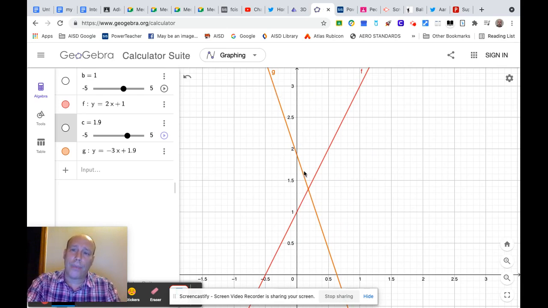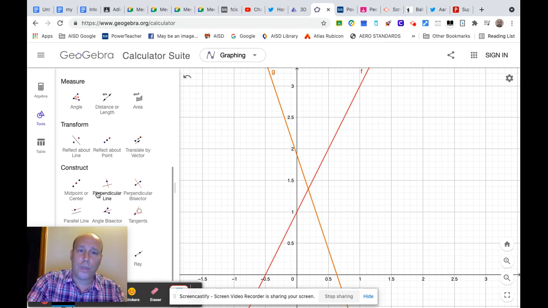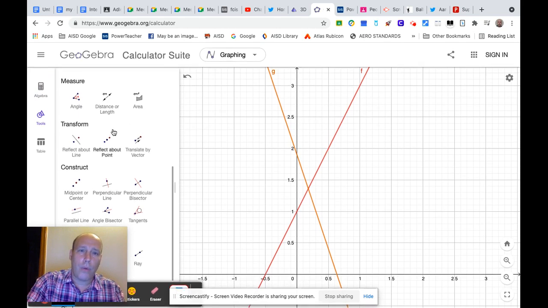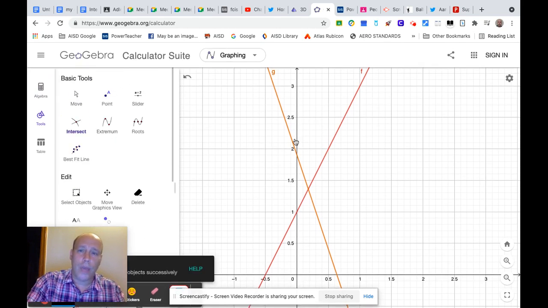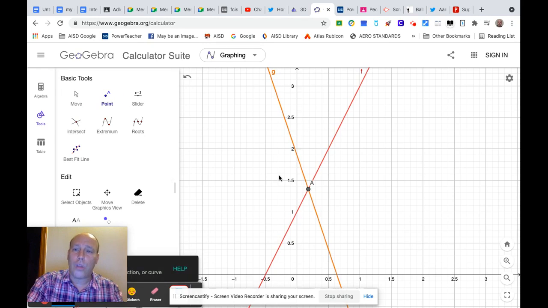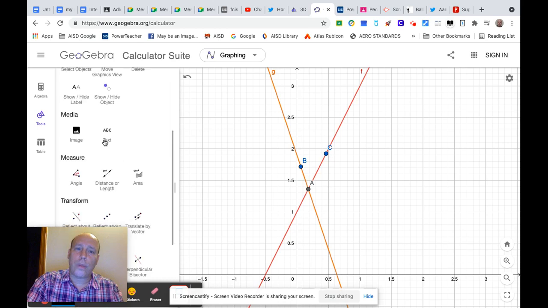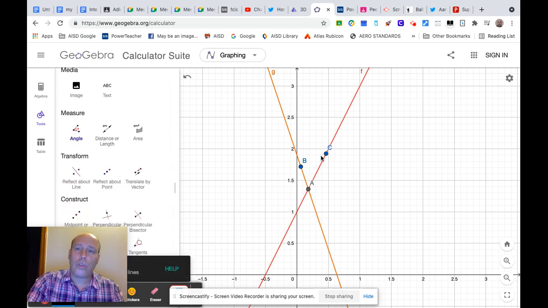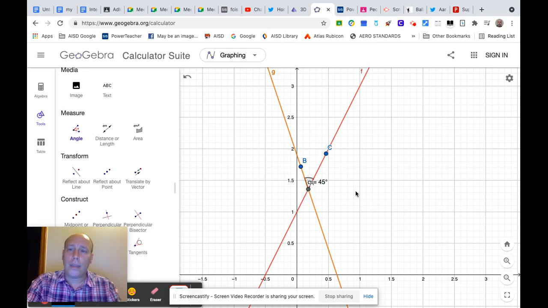So maybe I want to look at this angle up here, right? The first thing I'm going to do is use my tools to find the intersection between the two lines. And there we go, yep, they intersect, line 1, line 2. Okay, so we have A. The next thing I'm going to do is put 2 points on the lines, one on the yellow, one on the red, and measure the angle. So I'm going to do CAB. And I see that that angle is actually 45 degrees. This is kind of cool.